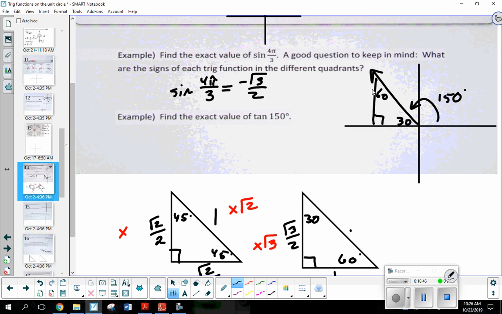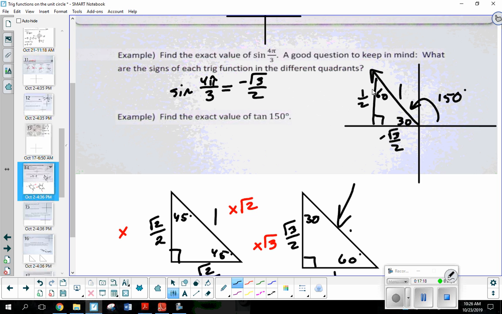So again, it's that 30, 60, 90 triangle that we were just looking at. We know the radius is 1. What's across from 30? Across from 30 is always 1/2. Across from 60 is the square root of 3 over 2. Now, what's negative in the second quadrant? Only x. So I'm going to place a negative on the x value. And there we go.